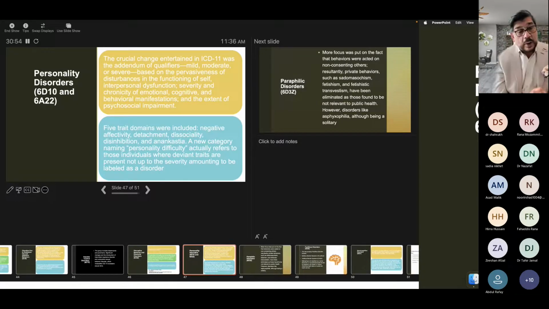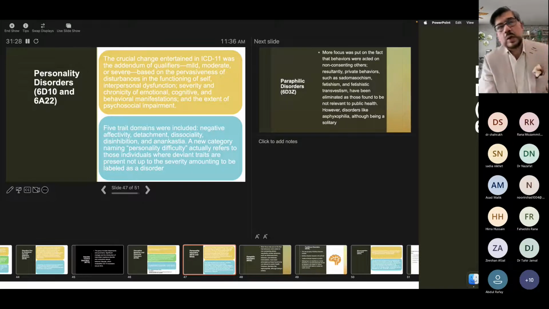Personality disorders. Now, this is a big change from the past. In ICD-11, personality disorders have been classified as mild, moderate, and severe based on the pervasiveness of disturbances in the functioning of self, interpersonal dysfunction, severity and chronicity of emotional, cognitive, and behavioral manifestation, and the extent of psychosocial impairment.